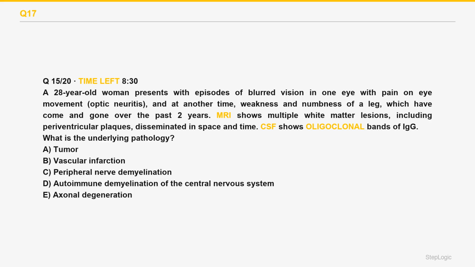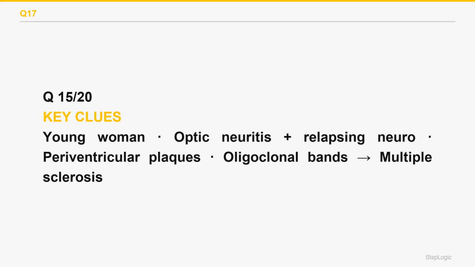Read the command, underlying pathology. Young woman, optic neuritis and other neural episodes separated in time and space, periventricular plaques, oligoclonal bands: multiple sclerosis, CNS demyelination. This is multiple sclerosis, an autoimmune demyelinating disease of the central nervous system. T cells attack the myelin and the oligodendrocytes that produce it, forming plaques of demyelination scattered throughout the white matter, classically in a periventricular distribution.